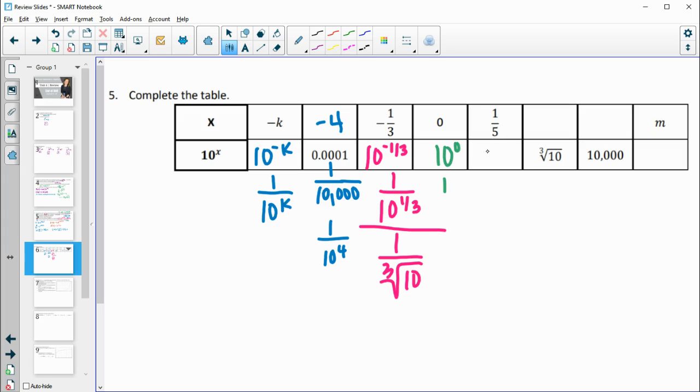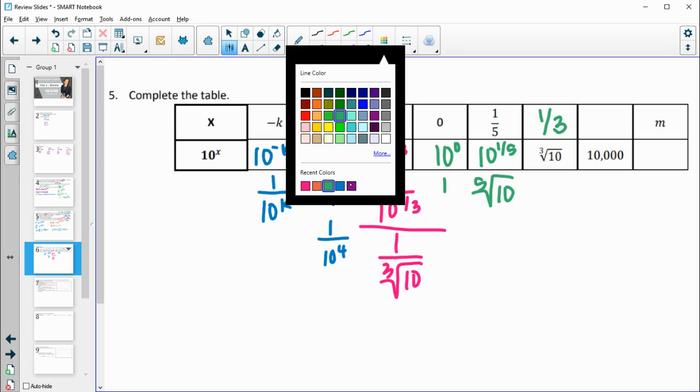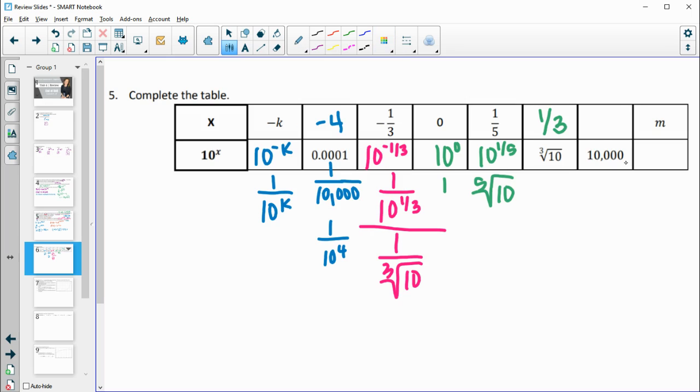If we have 1/5 power, so 10 to the 1/5, that's the same as the 5th root of 10. Cube root of 10 means that our exponent would have been 1/3. 10,000, so this is 10 to the 4th power, so our exponent would be 4. And if our exponent is m, then this is going to be 10 to the m power.